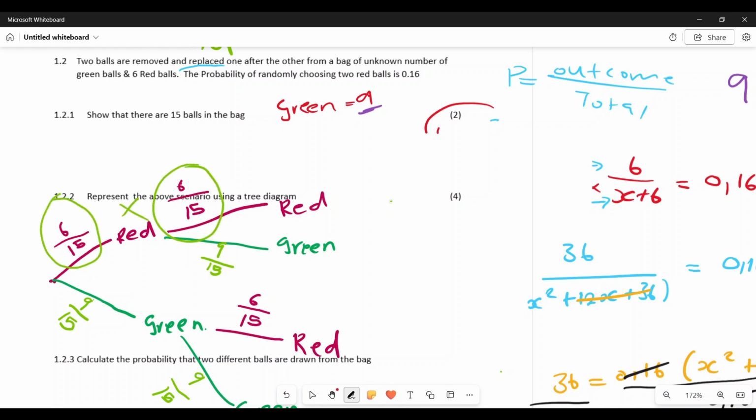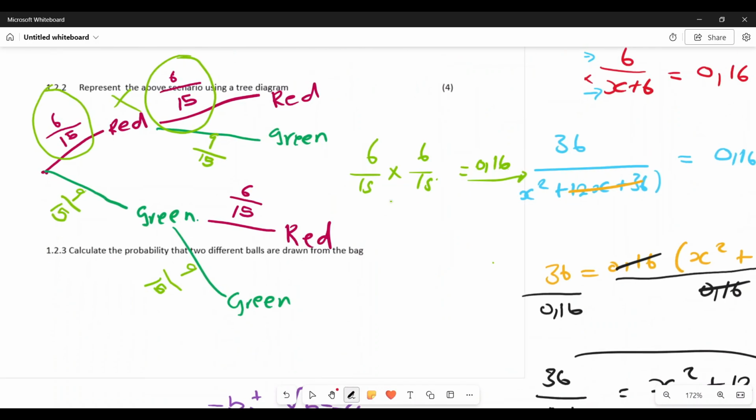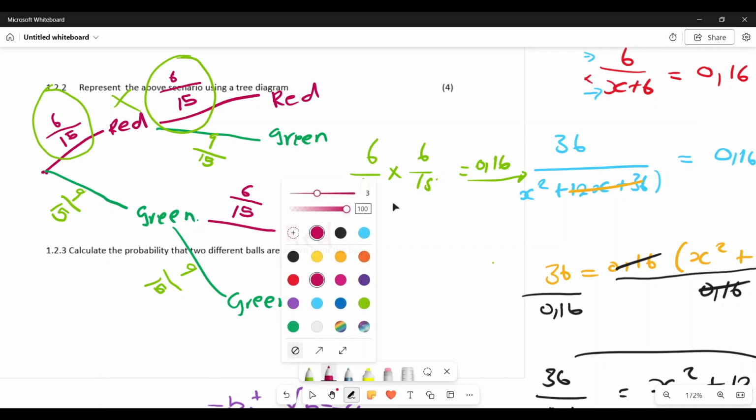So remember, we have to multiply these two probabilities. So 6 over 15 multiplied by 6 over 15 equals 0.16. So now we have proven that if you choose 2 red balls, the probability can be calculated as 0.16, meaning that the calculation we did before is correct. Now, the next question says calculate the probability that 2 different balls are drawn from the bag. Let us try and identify them.